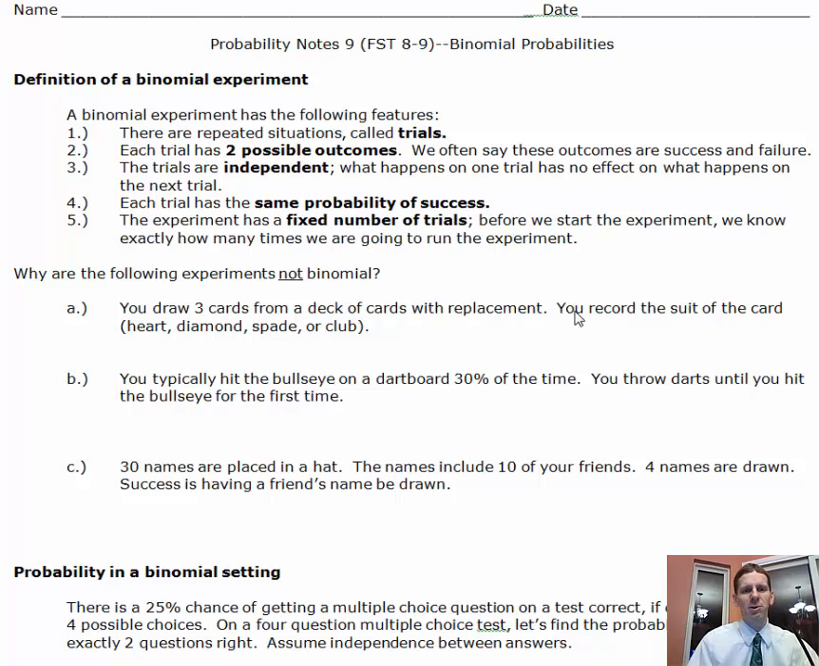These are probability notes 9, binomial probabilities. Today we'll talk about what a binomial experiment is. We'll also talk about how to find probabilities using binomial settings.